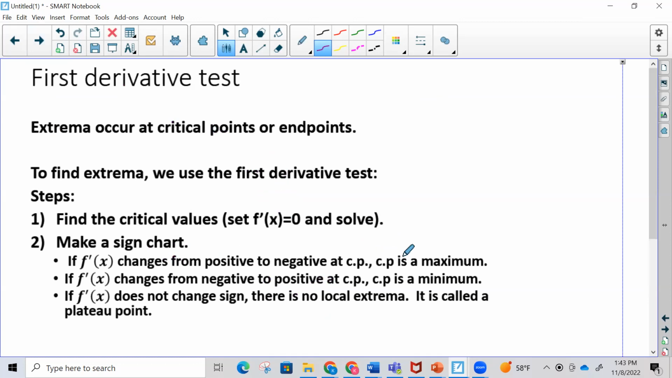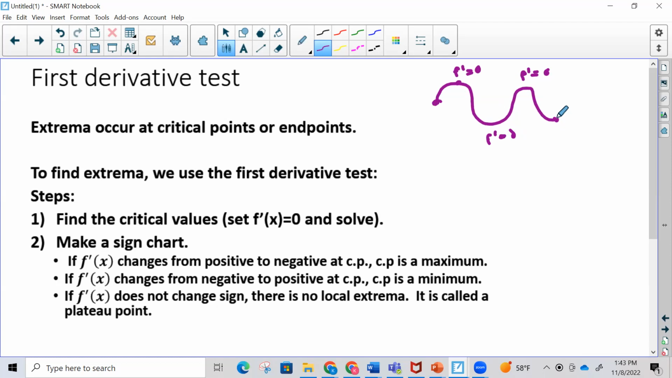Okay, so why we do that is because we know that extrema on graphs occur either at endpoints or at critical points. They're either at turning points, where the critical point is where the derivative has to equal 0 or be undefined, or at an endpoint. And so we have this test called the first derivative test, which lets us find maxes and mins algebraically without looking at a graph.